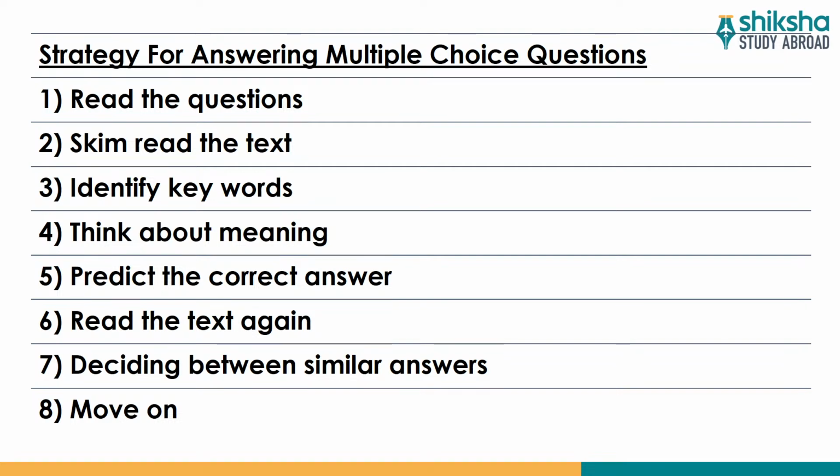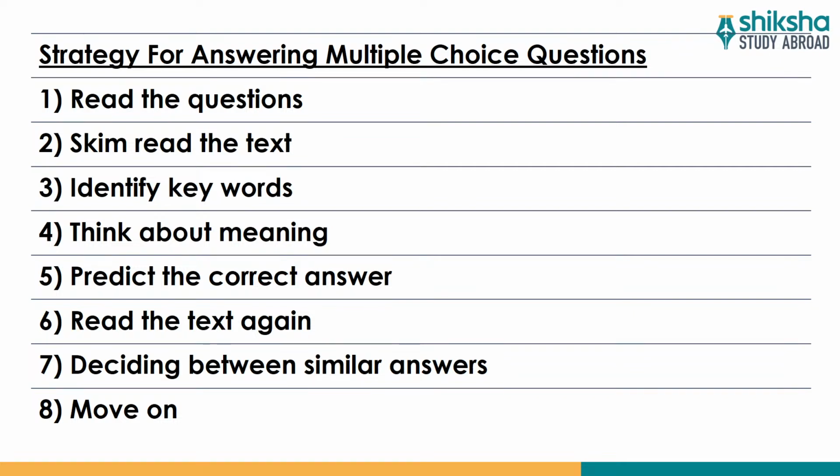Third strategy can be identify the keywords. It's very crucial. Fourth is think about the meaning. Okay. Fifth, predict the correct answer. So before writing the correct answer, you should predict and guesswork, because that makes it easy for you and that makes you closer to the correct answer. That is what I believe. And it is one of the strategies which has really helped my candidates.